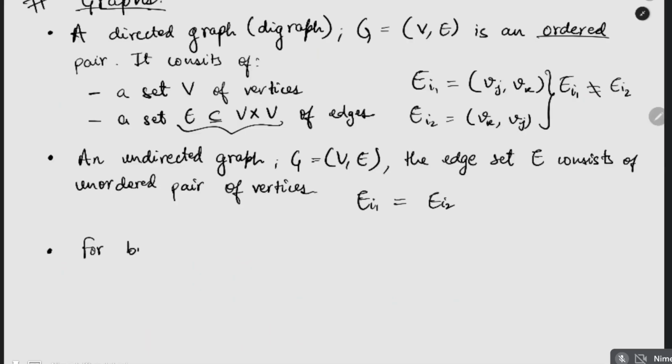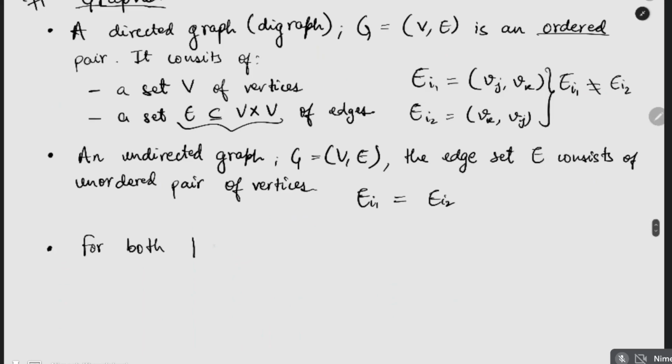But for both these types, directed graphs or undirected graphs, the number of edges is of the order of, maximum it can be V squared, like every vertex has a relation with every other vertex. So it can be maximum this.